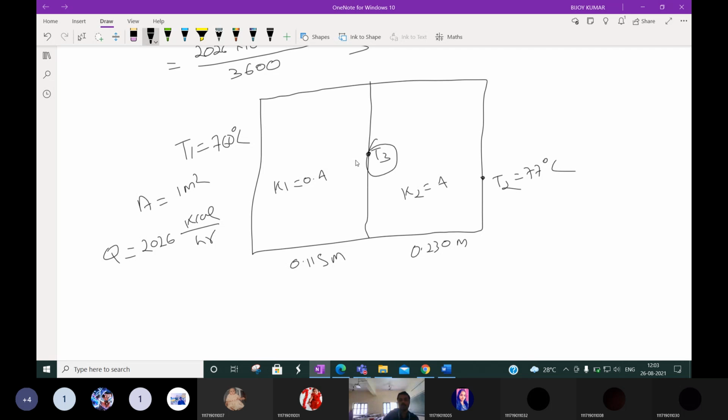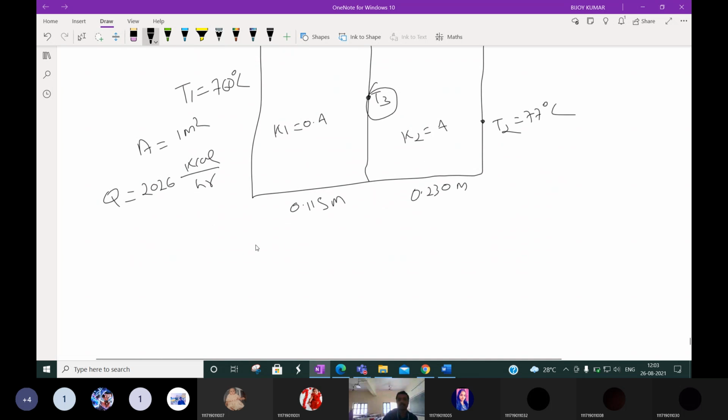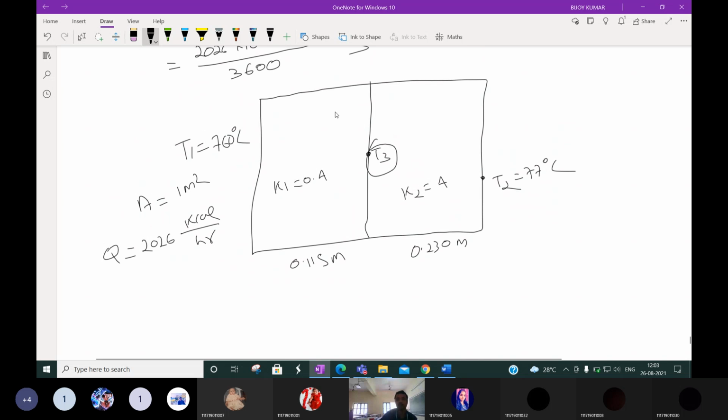Okay, let me tell you. We know that the rate of heat transfer is constant at steady state. For the steady state, what can we write? Suppose the heat will transfer from here to here, you know that. Heat will transfer from here to here. This is the heat flow area.